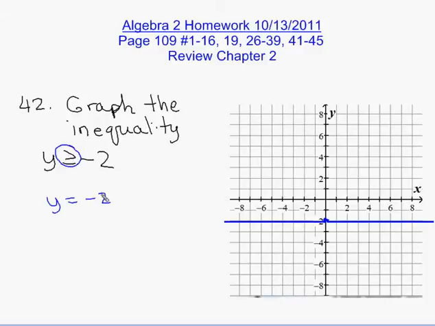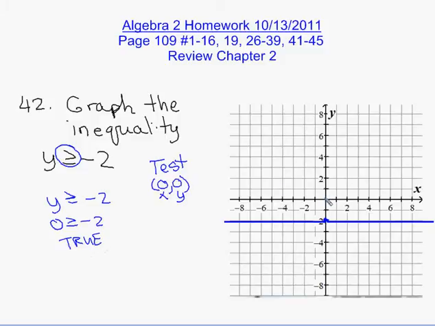And now you test a point. The best point to test is the point (0, 0). The only time you can't test (0, 0) is if the line goes through (0, 0). But we're good here, so we're going to test (0, 0) in this inequality. If I plug 0 in for x, oh, there's no x. Plug 0 in for y, right there. Is this true or false? 0 is greater than -2. True. You shade the side that's true.